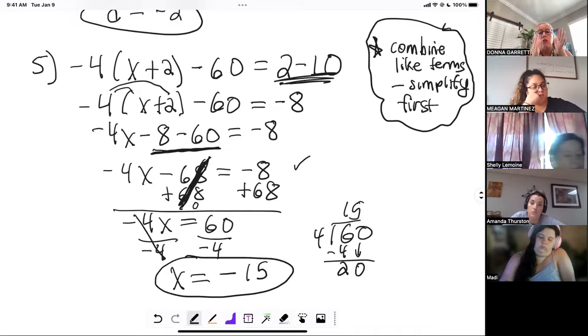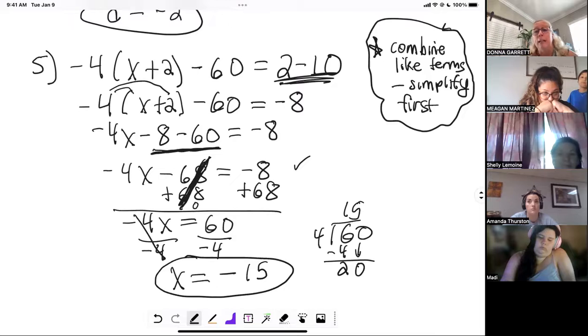So in order to move something to the other side, you have to make that one thing a 0. So you do the opposite sign. If it's negative, you add. If it's positive, you subtract. And whatever you do to one side, you do to the other side. Does that help? Yes, thank you. You're welcome.